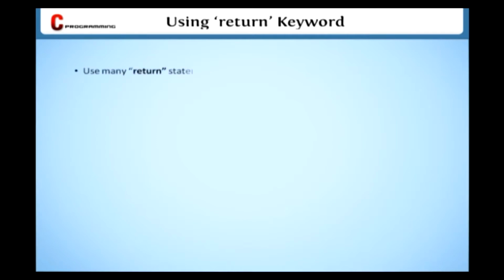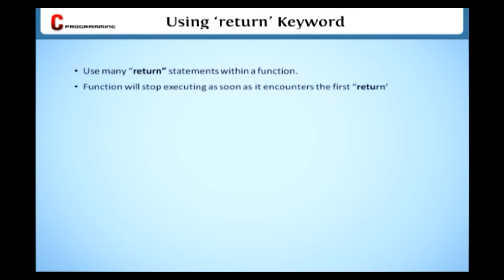You can use as many return statements as you like within a function. However, the function will stop executing as soon as it encounters the first return. The closing brace that ends the function also causes the function to return. It is the same as a return without any specified value. If this occurs within a non-void function, then the return value of the function is undefined.